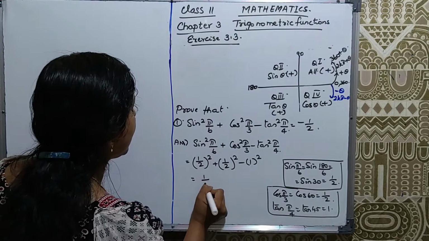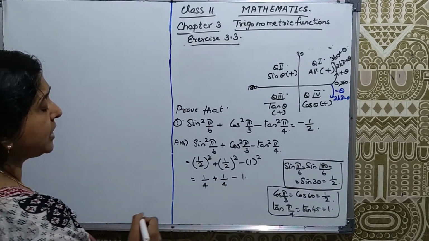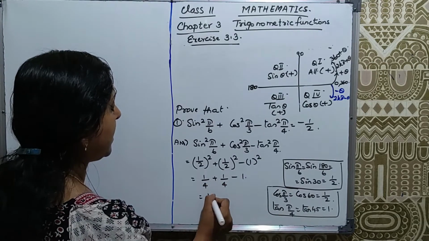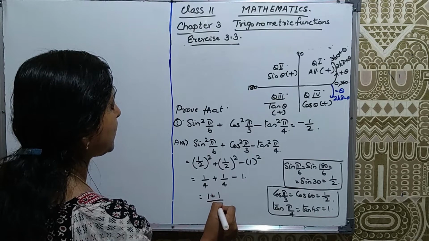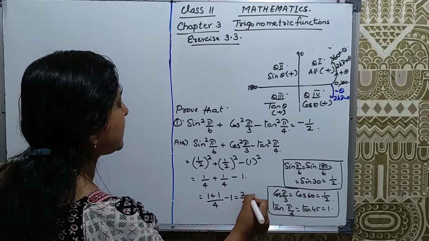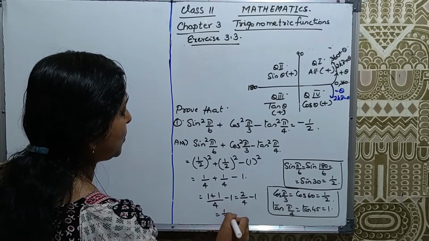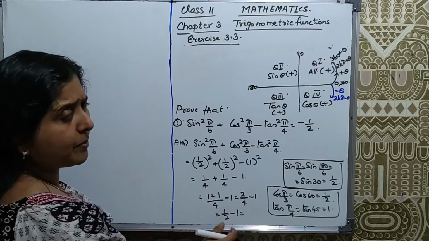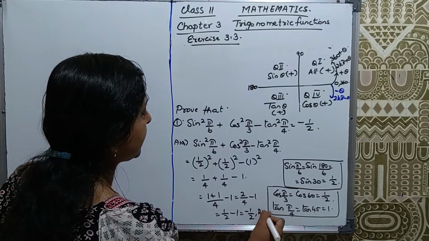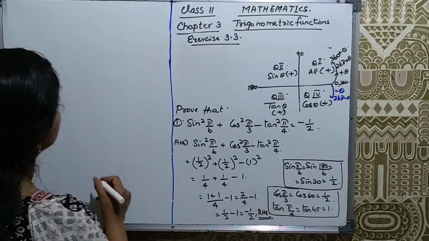Equal to 1 by 4 plus 1 by 4 minus 1. The denominators of the first two terms are the same, so add the numerators: 1 plus 1 divided by 4 minus 1, equal to 2 by 4 minus 1. 2 by 4 is 1 by 2. So 1 by 2 minus 1. Half minus 1 is minus half, equal to RHS. That is what you have to prove. Now we'll go to question number 2.